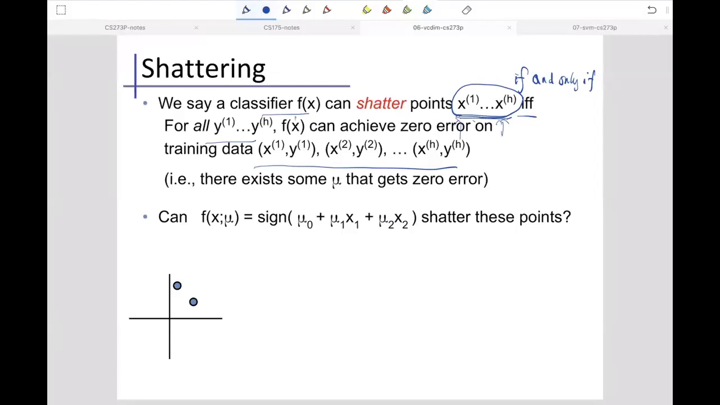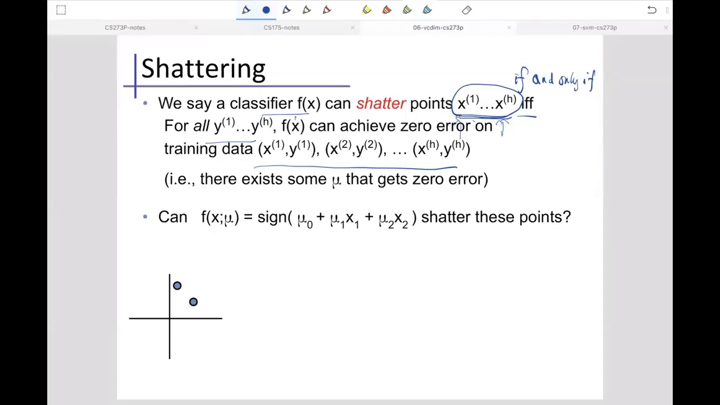Remember, in this case the shattering only respects the data. There are no labels. The reason is that in order to claim this classifier can shatter these points, you are allowed to assign any arbitrary labels on these data sets, and for any combination of labels, your classifier should be able to successfully classify them. So that's what shattering means.